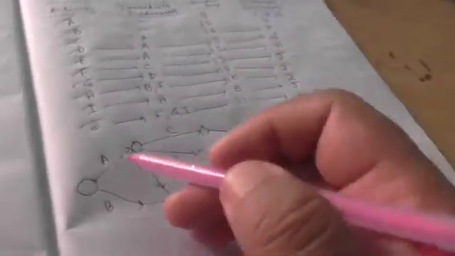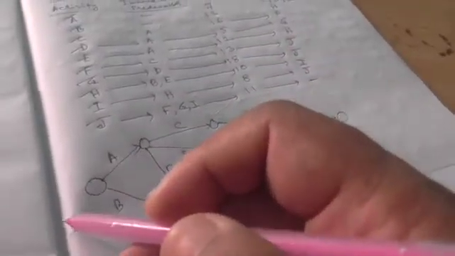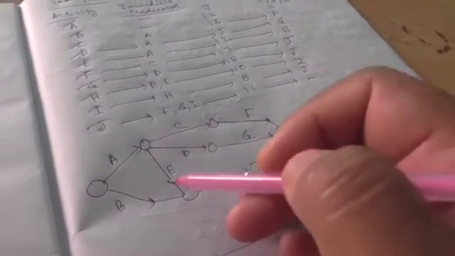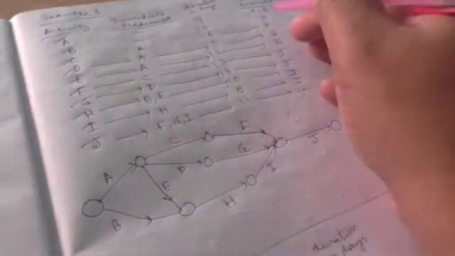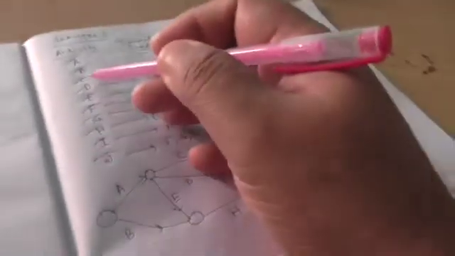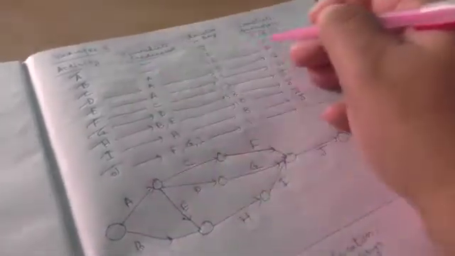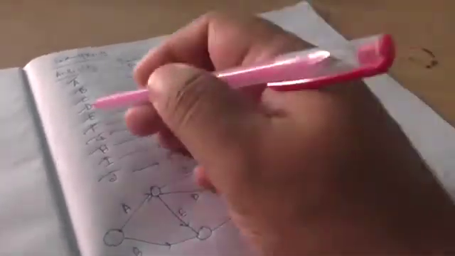Now let's check the predecessor-successor relationship from the table. A does not have any predecessor. Successors are C, D, and E. B has no predecessor. Successor is H.